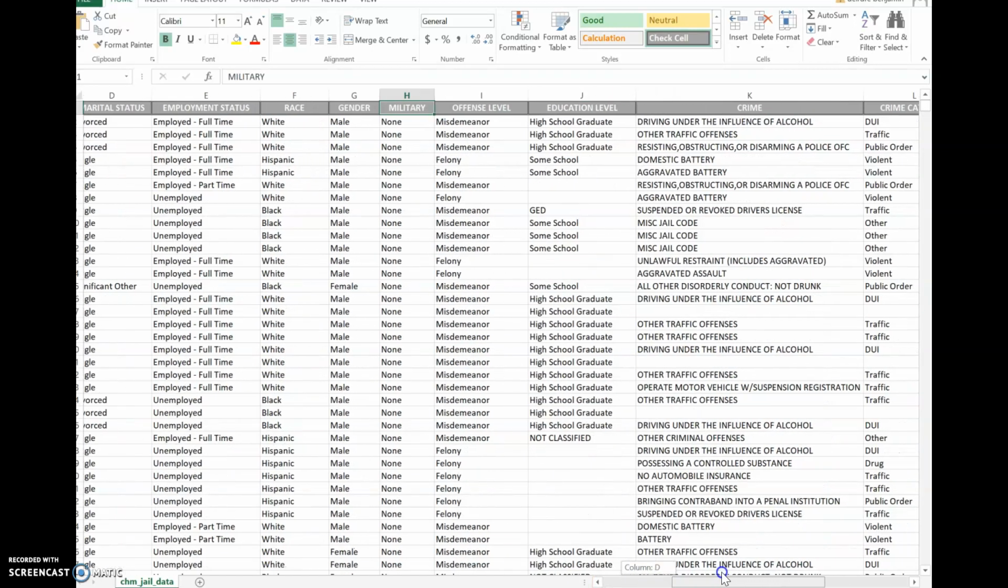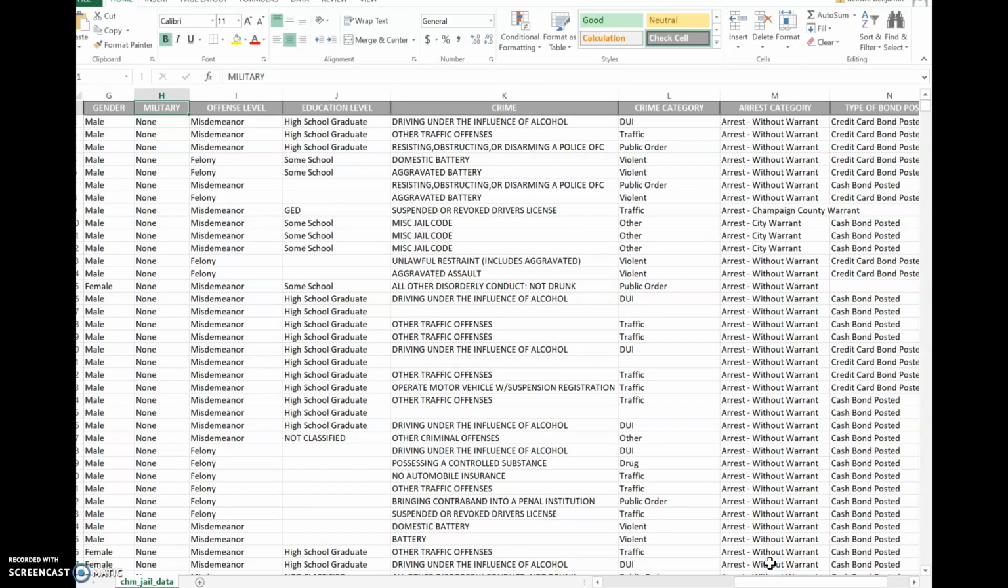So that's actually another interesting topic you could look into, whether they are vets or non-vets, and whether that may play a role in whether they were jailed or not, whether maybe they have underlying conditions, PTSD or other conditions that may have contributed to their arrest. Offense level, whether it was misdemeanor, felony, etc., higher education level, crime, what kind of crime was it?